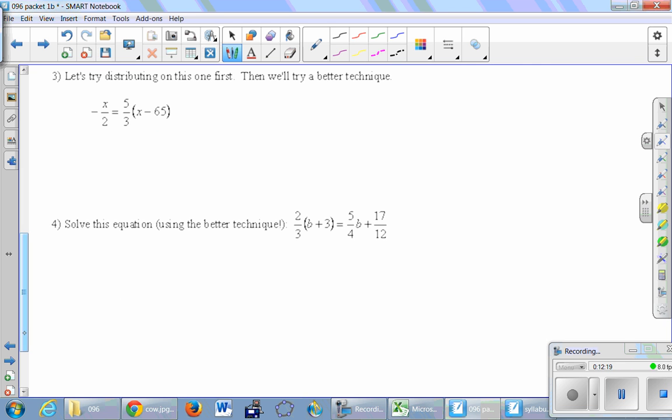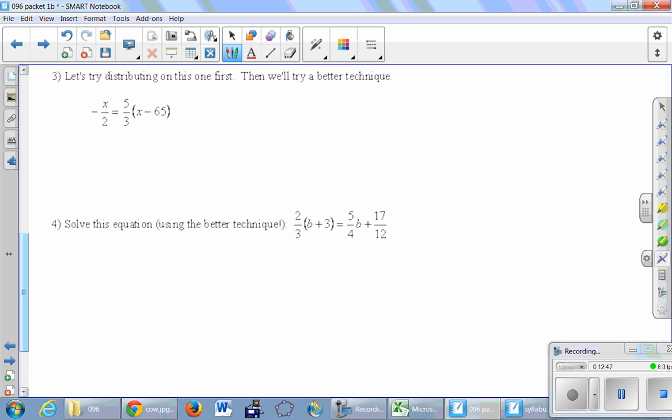Okay, so looking at number 3, there are 2 ways to go about doing this. Some people feel obligated to distribute. Whenever there's an opportunity to distribute, you must distribute. You don't have to. You can. You're totally welcome to distribute. If you distribute, this guy will become a 5/3 x. This guy will become some fraction that I can't figure out right now. And there'll be a lot of fractions floating around. It's going to be pretty messy. Turns out there's a better way. So let's go to the better way.